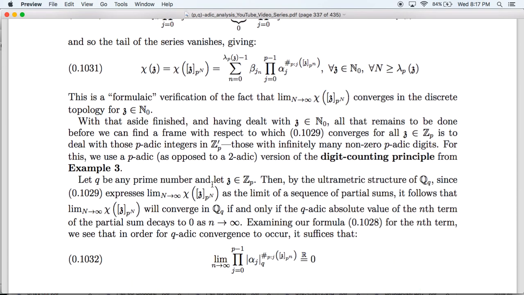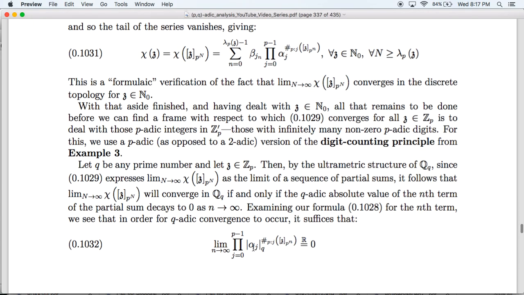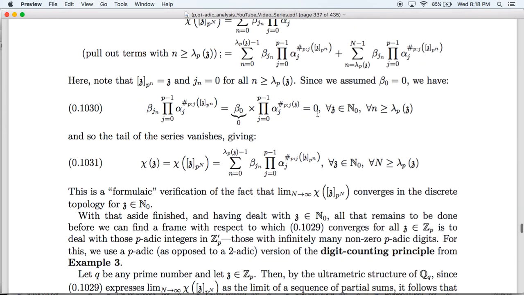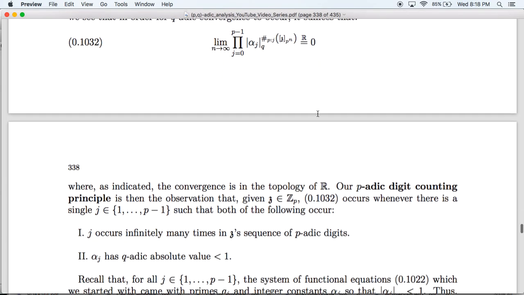Then examining our formula, since the q_j's are prime numbers, in this case the q-adic absolute value of the decay of this to 0 is precisely what we need in order for this series to converge q-adically. Because remember, when you're working in a non-Archimedean space, infinite series converge if and only if their terms tend to 0 in absolute value. And so we end up with that.